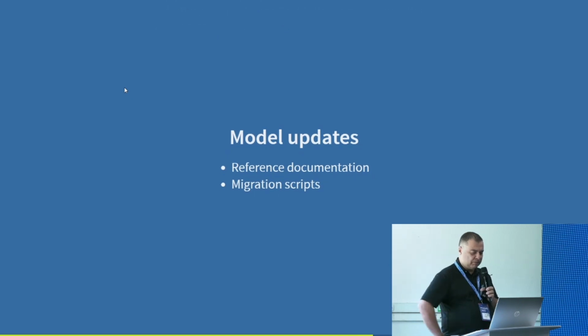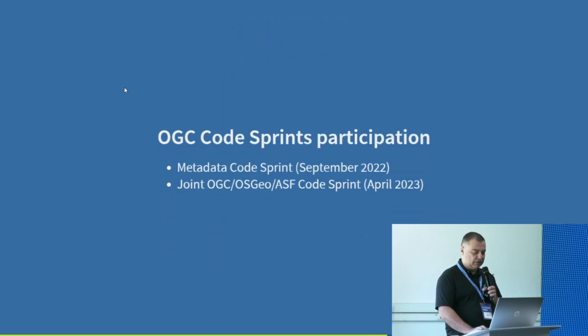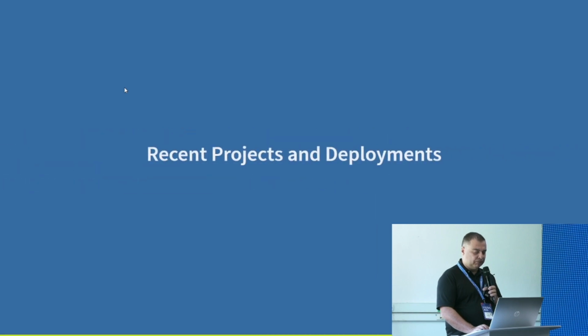We've also provided some documentation around our underlying metadata repository model, as well as migration scripts because of some changes that are coming in future releases. And we're heavily involved in the OGC code sprints to help move the project forward. So like I said, the metadata code sprint in September, as well as the joint sprint between OGC, OSGeo, and the Apache Software Foundation in April, a couple months ago.